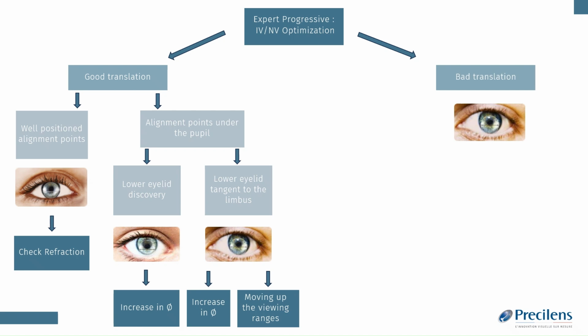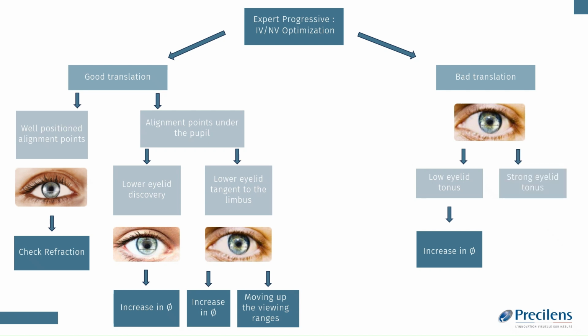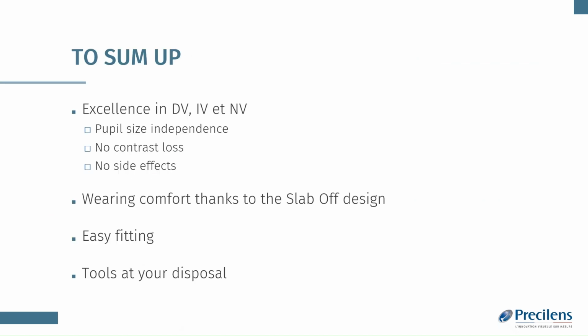If the translation is poor and the eyelid tone is weak, the diameter should be increased. On the other hand, if the eyelid tone is strong, the diameter should be reduced. In short, the Expert Progressive lens offers excellent quality of distance, intermediate and near vision. This visual quality is possible thanks to the independence of pupil size, preservation of contrast vision, and no side effects.